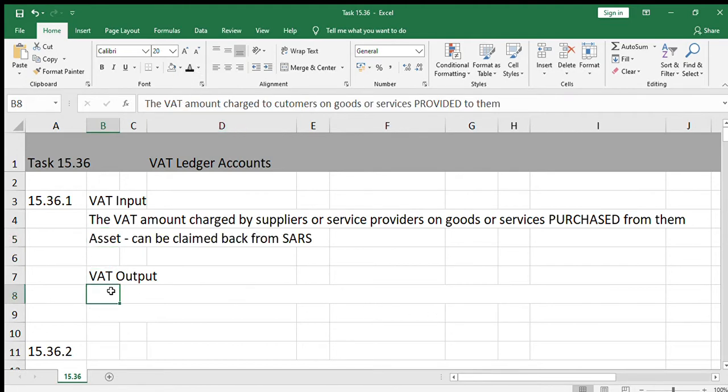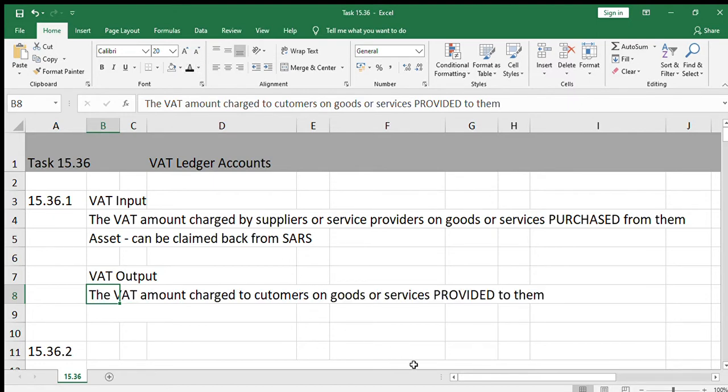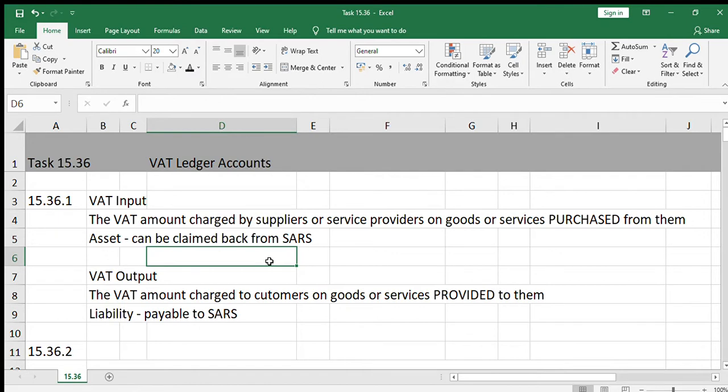And VAT output is the VAT amount charged to customers on goods or services provided to them. And again, the word out tells us that goods have left the business, and this is the VAT that we charge on sales. Okay, this is a liability and it's payable to SARS. Okay, so please make sure that you know these definitions very well, as they're very common in exams and VAT questions.